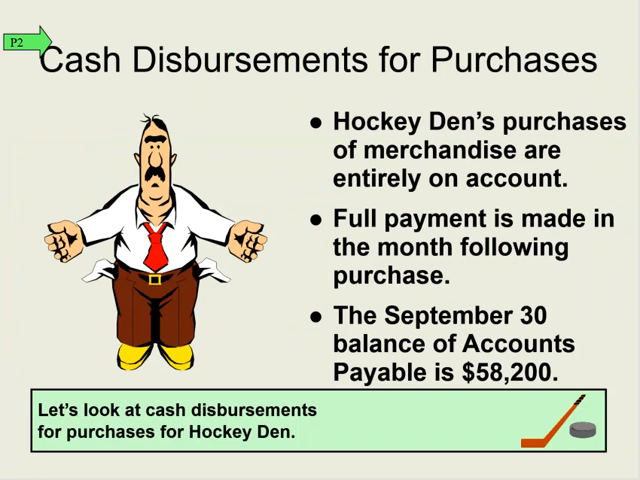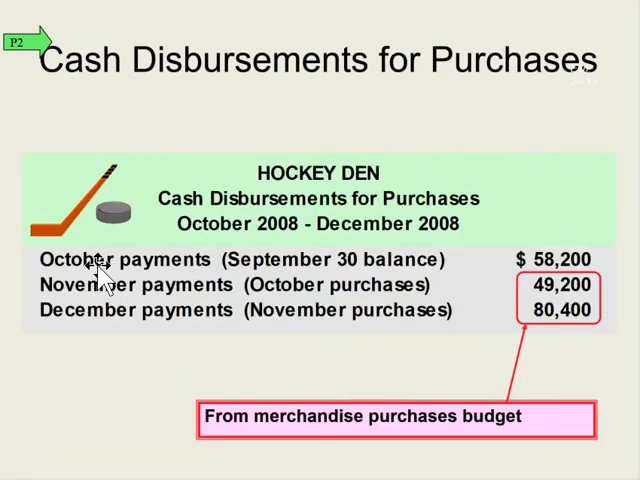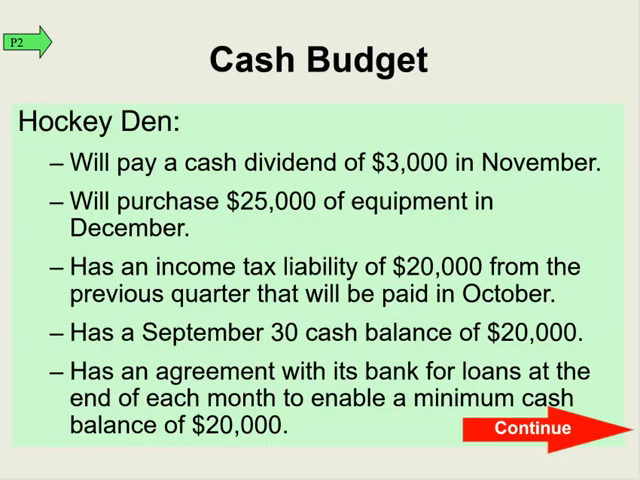We can also take a look at our cash disbursements for purchases, typically with our customers, our employees, things like that. So Hockey Den's purchases of merchandise are made entirely on account, and they pay for those items in the month following purchase. So the September 30th balance of accounts payable is $58,200. So we've got our October payments balance, November payments, which were for October purchases, and our December payments, which are for our November purchases. And again, that's going to flow into our cash budget. So we've got our cash receipts and our cash disbursements.